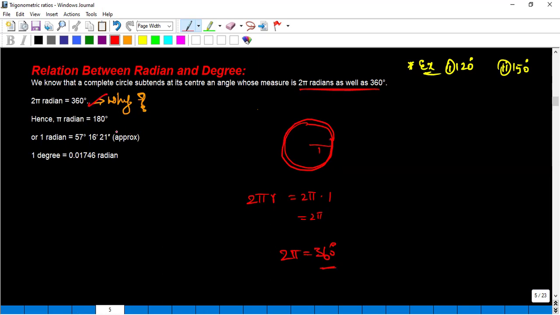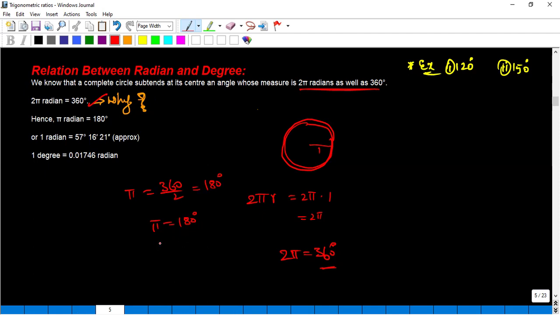Hence pi radians is 180. Send this to the other side. Pi is equal to 360 divided by 2, which is nothing but 180 degrees. So pi is equal to 180 degrees. You can call pi as 180 degrees. Okay, keep it in mind.